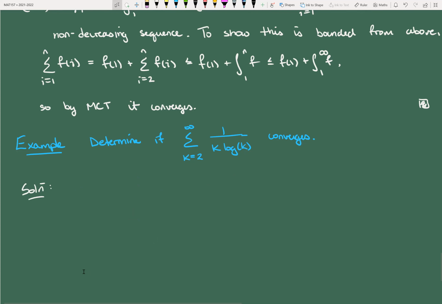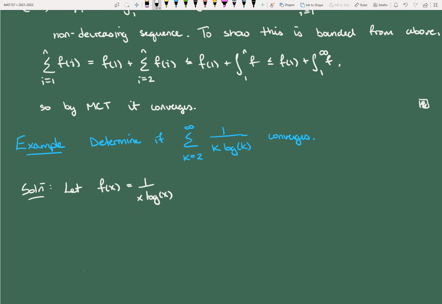No, by the integral test, which we're going to see. So the function here, let's compare this to f of x equals 1 over x log x. This is continuous, it is not increasing, and it's not negative, on the interval 1 to infinity.